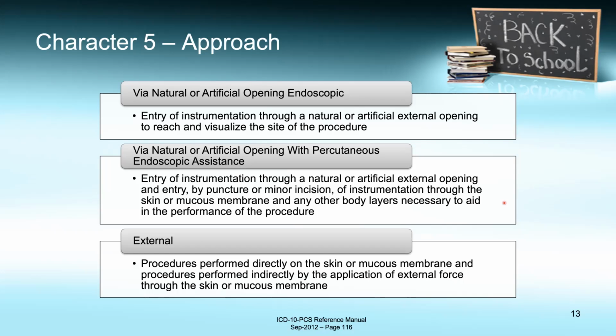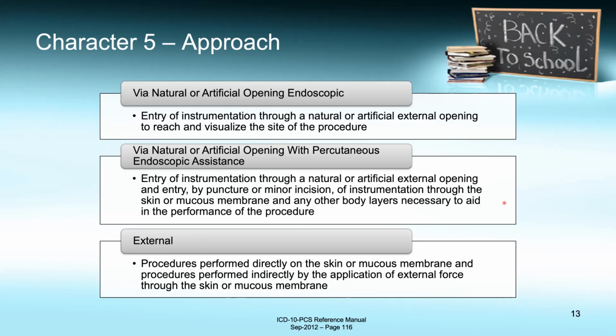Next, we have natural or artificial opening endoscopic. So similar to the natural or artificial opening, but now they're using instrumentation to visualize the site of the procedure. So the endoscopic type of approaches, think about your oscopies, things that end in oscopy. That is usually a good indication that they used that instrumentation to visualize the site of a procedure, like a bronchoscopy, a colonoscopy, an esophagoscopy. Anything oscopy is a good indication. Now that doesn't mean it's restricted to just that terminology, but it gives you a good clue.